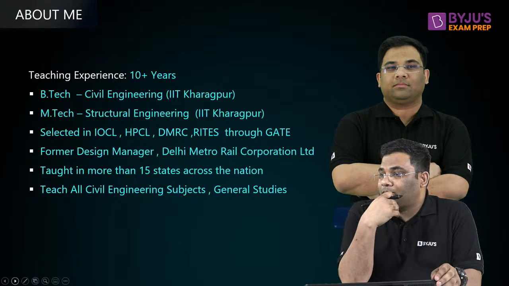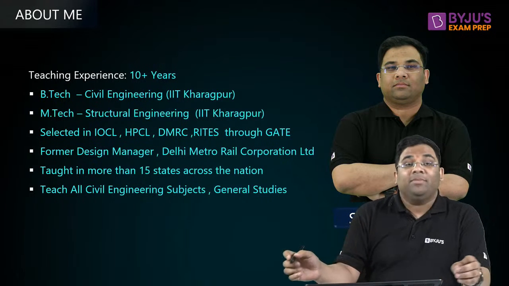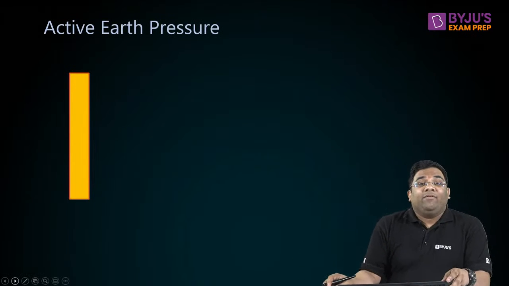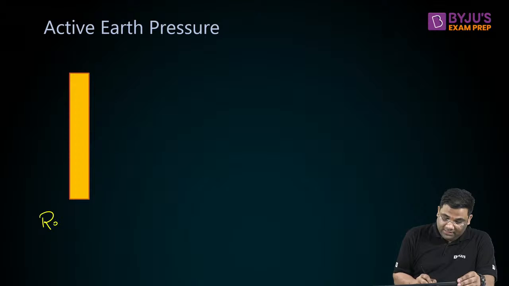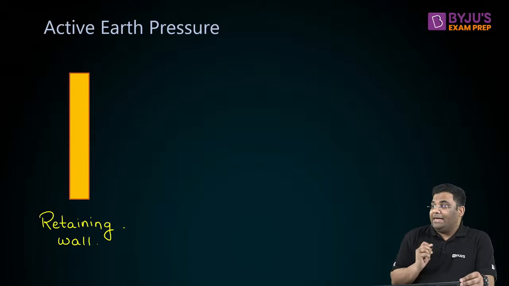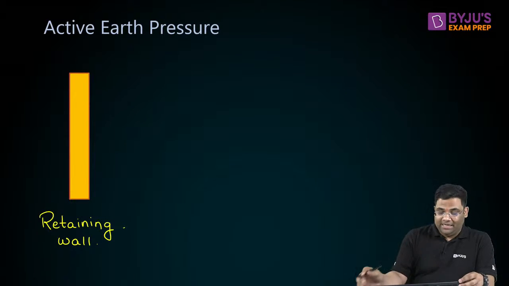So let us start the class, and after some time the comments will also be visible. Active earth pressure. This is a retaining wall. Welcome Diya Ranjan, Rasmita, Surbhi and Vivek Parasar. This is a retaining wall. The comments are not visible. Okay, great. So this is a retaining wall.